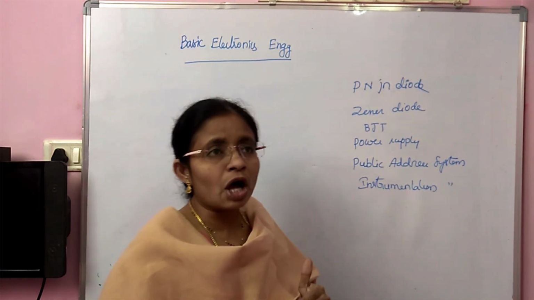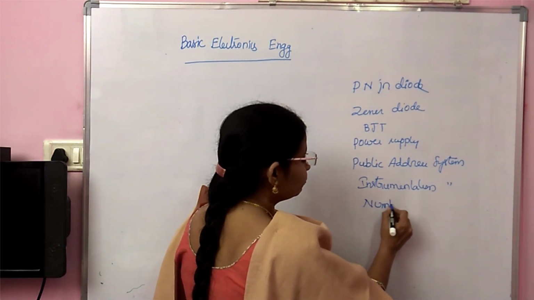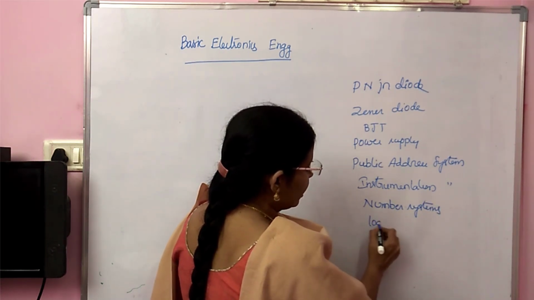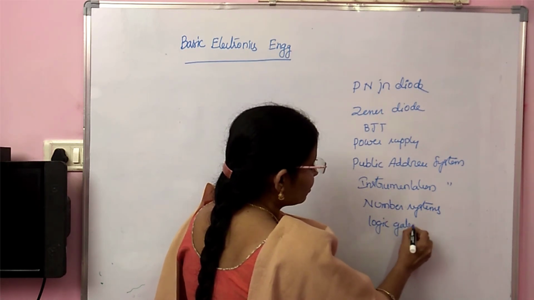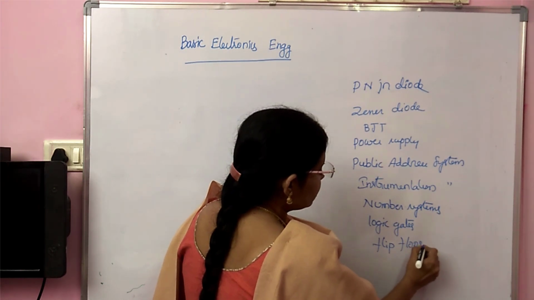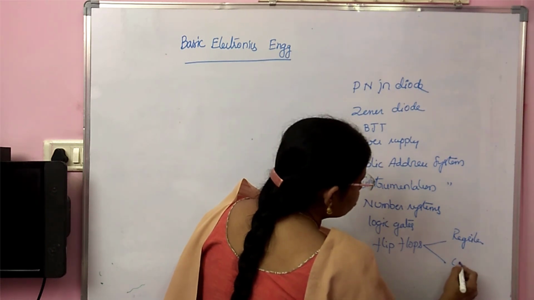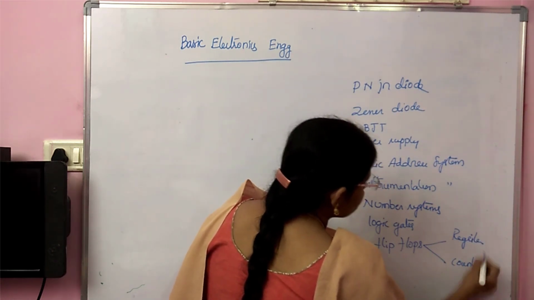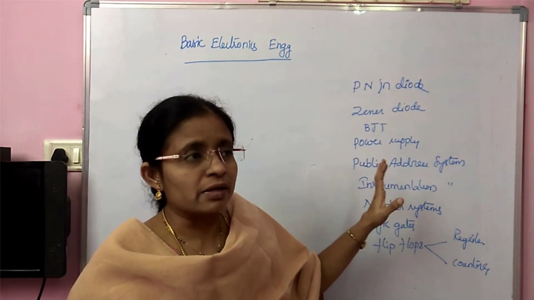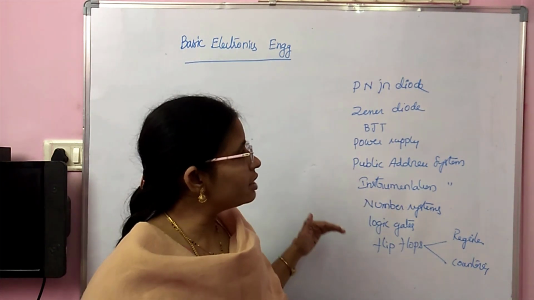Some basic topics in digital electronics, like number system, then logic gates, then flip-flops, and extensions to flip-flops, registers, counters, basic things. Mainly these are the main topics. I can say these are actually basic topics. You are going to study all these basic topics.